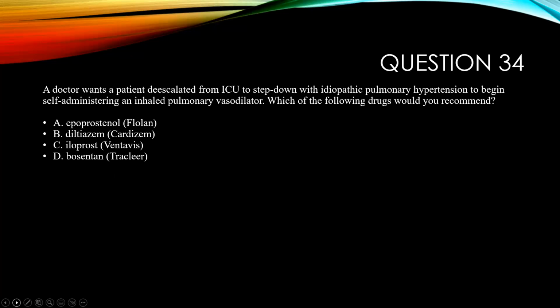Question 34. Doctor wants a patient de-escalated from ICU to step down with idiopathic pulmonary hypertension to begin self-administering an inhaled pulmonary vasodilator. Which of the following drugs would you recommend? A, epoprostenol or Flolan. B, Cardizem. C, Iloprost or Ventavis. And D, Tracleer. C is Iloprost or Ventavis.